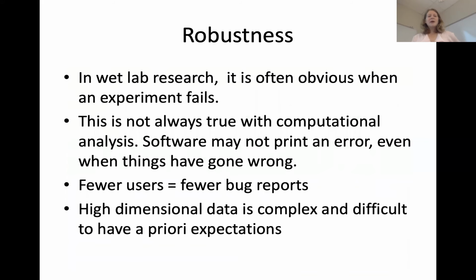I also want to talk a little bit about robustness and why we did visualization yesterday. In wet lab experiments, it's often obvious when something fails. It fails because there's some step that doesn't work or some visual way to just see that something has gone wrong. However, this isn't always true with computational analysis. Sometimes software gives you results and it looks like it didn't fail, but it failed. And you have to go look at your data. And you have to think, does my data make rational sense?